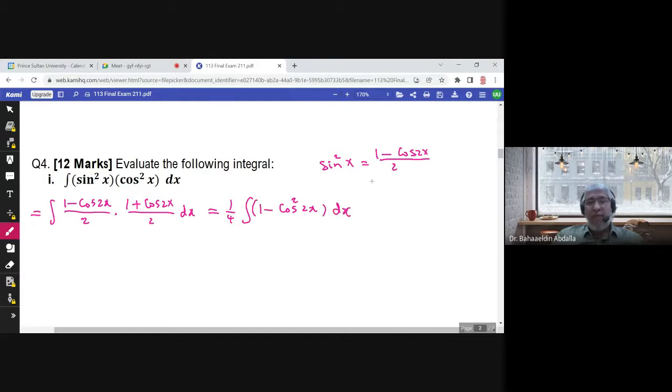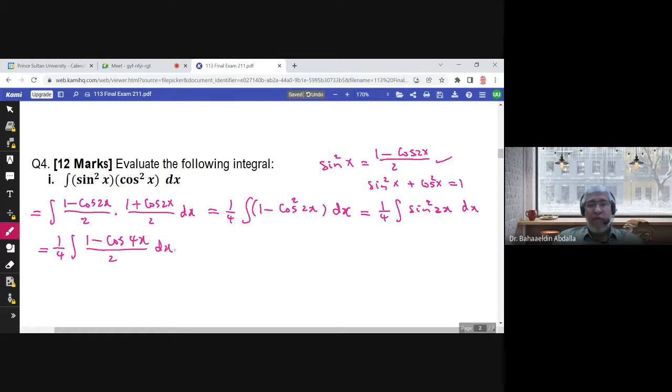And we know that sine square x plus cosine square x is 1 in general. So 1 minus cosine square will be sine square. So this would be 1 over 4 integral. 1 minus cosine square would be sine square, but we have 2x here. So this is equal to sine square 2x dx. Once again, we have sine square, so we need to use this formula. So this would be equal to 1 over 4 times integral sine square. Sine square would be 1 minus cosine, but here we have 2x, so here we will have 4x over 2 dx. So this would be equal to 1 over 8 times.